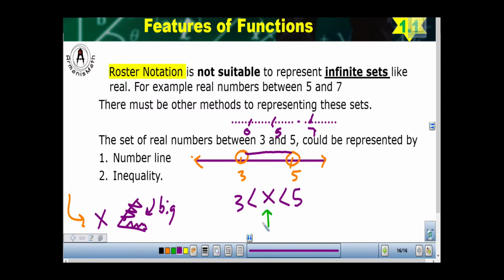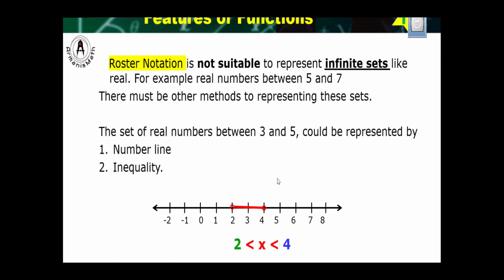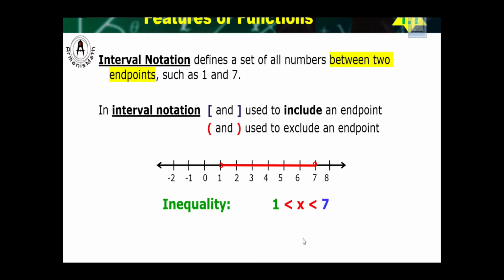So both of these methods are used to represent numbers that are not suitable for raster notation. Infinite. Too big numbers. This is how you contain them in math. You could graph it like this on the number line, or you also could use inequality to represent that amount. Okay. Here's two numbers, for example, between 2 and 4. Between 2 and 4, there's a lot of numbers, and I can't put that in raster notation.